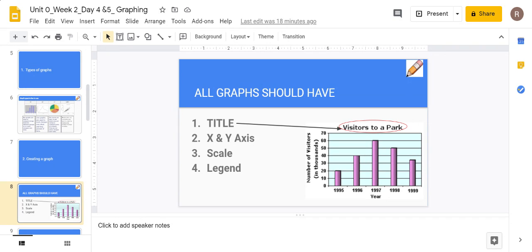Number two, all graphs should have an X and a Y axis. If you've ever taken a math class, you already know this, okay? The X axis is horizontal, or laying down at the bottom, and the Y axis is vertical, or up and down on the left-hand side of the graph. In this class, you will never put the y-axis on the right side.